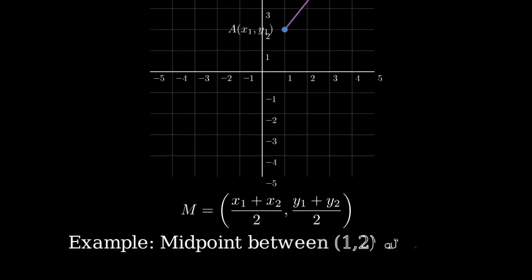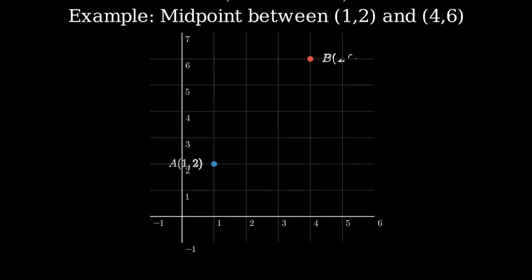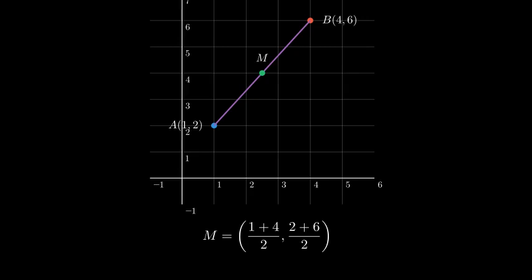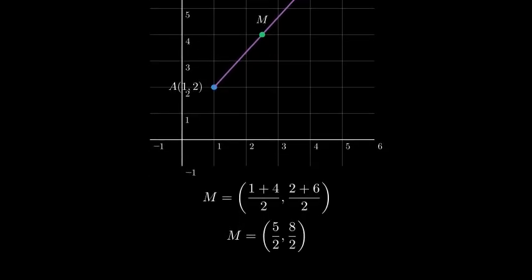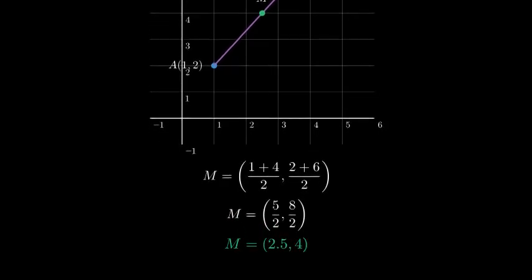Let's work through an example. Find the midpoint of the line segment connecting the points (1, 2) and (4, 6). Using the midpoint formula, we have M equals the point with coordinates (1 plus 4) divided by 2, (2 plus 6) divided by 2. This simplifies to the point with coordinates 5 divided by 2, 8 divided by 2, which equals the point (2.5, 4). So the midpoint of the line segment from (1, 2) to (4, 6) is the point (2.5, 4).